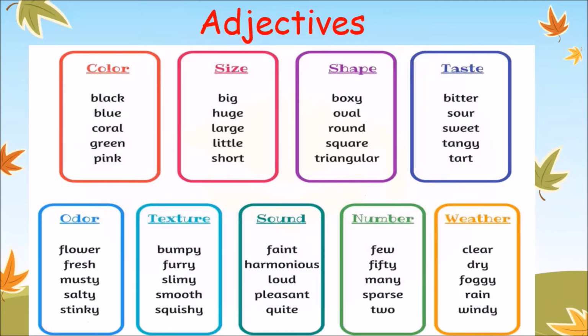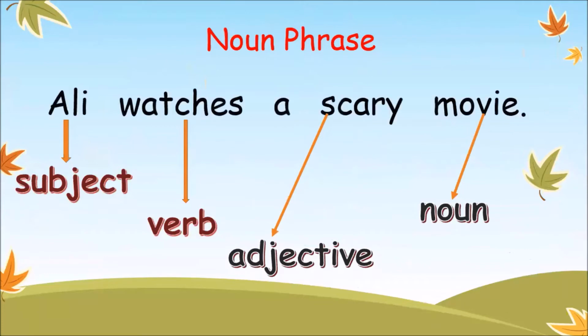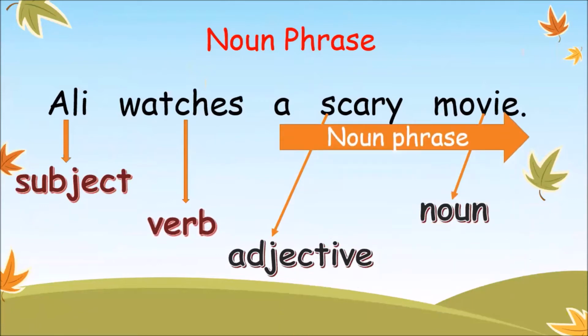So as we said, noun phrase is a group of words that has noun, okay, and usually one or two adjectives. Let's see this example. Here I have Ali watches a scary movie. Ali watches a scary movie. Ali is a subject. We know that everything before a verb is a subject. Okay, so Ali is a subject, watches is a verb. So where is the noun phrase? The noun phrase is a scary movie.